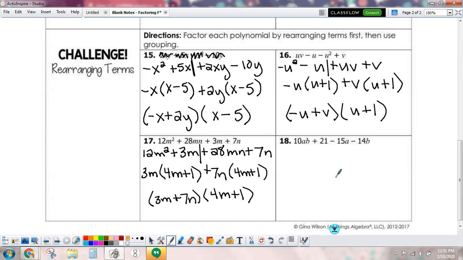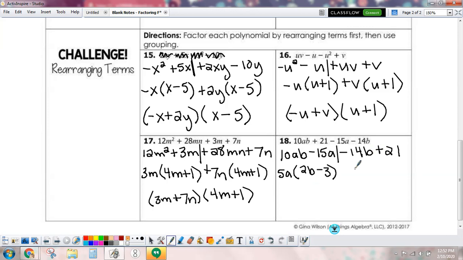Okay, now for 18, you can rearrange this in the correct order, which would be the A, then the AB, then the B term, and then the number. However, for this one, because I want to be able to keep the B first on my second half, I'm going to put my AB term first, and then my A term, and then my B term, and then my number. Okay, so when I'm factoring this out, I'm pulling out a 5A, and I'm left with 2B minus 3.